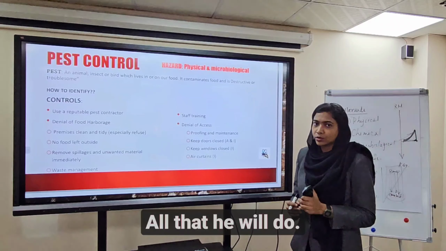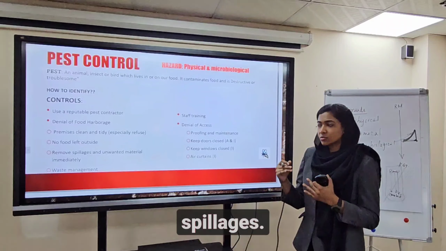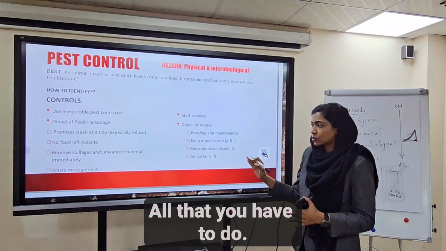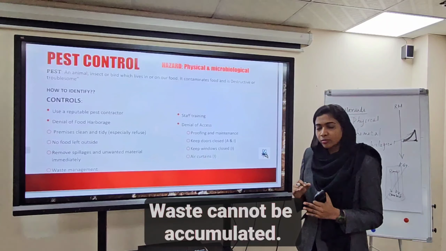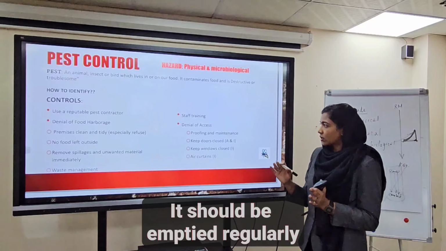Your place has to be always clean. The place is clean and tidy, and no food is left outside. Food should not be left outside without cover, and there should be no spillages. The spillages should be removed, waste should be removed, all that you have to do. Waste management: waste cannot be accumulated, it should be emptied regularly. Staff training: the staff have to be trained.